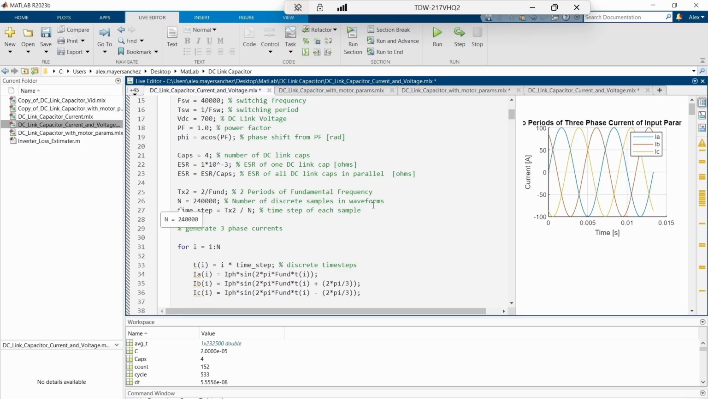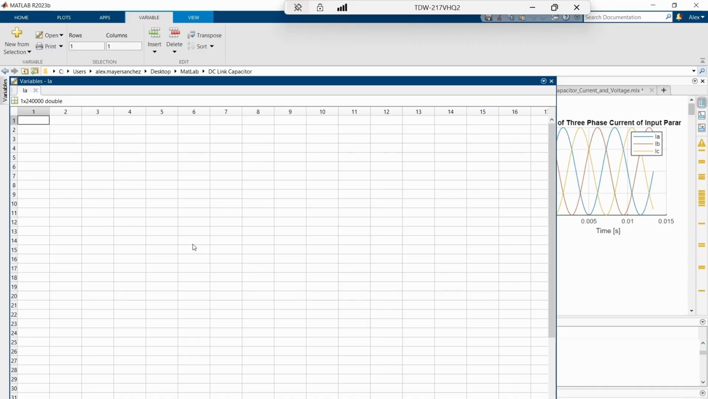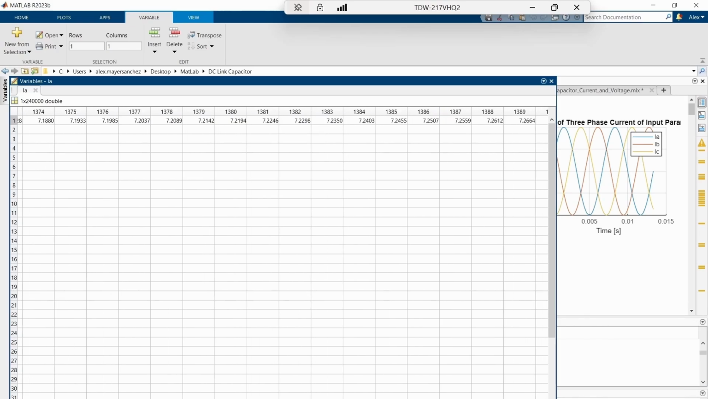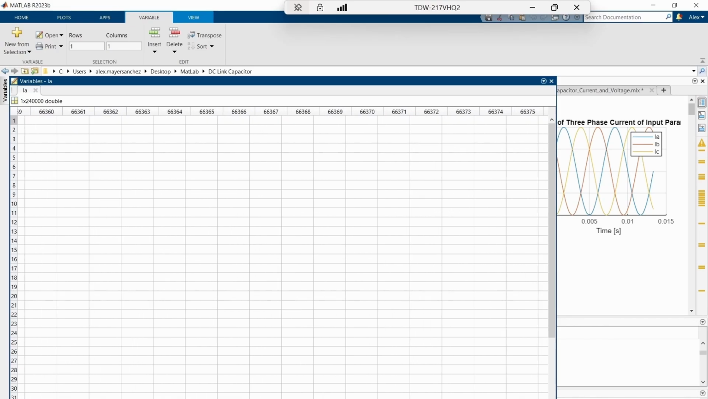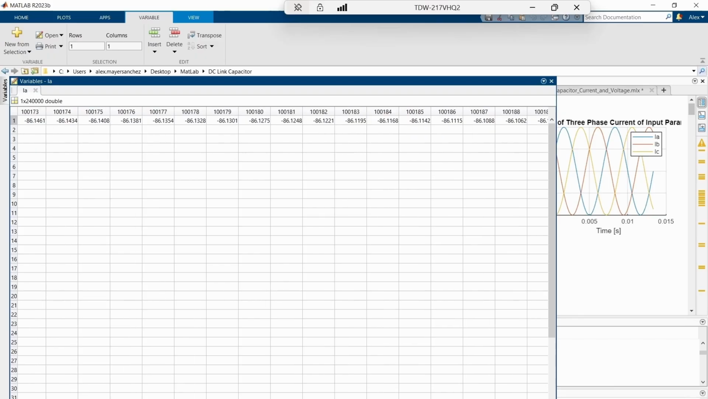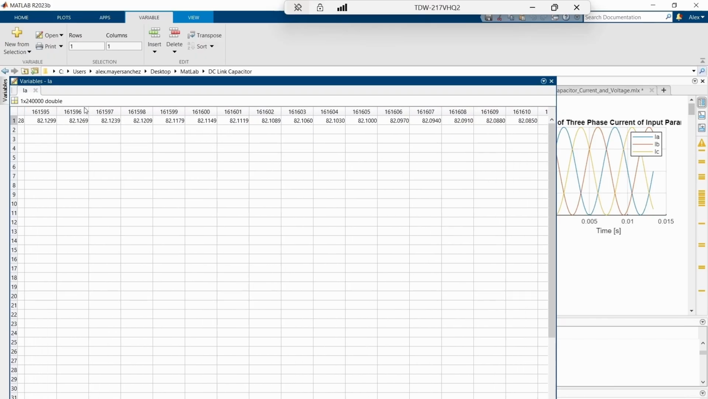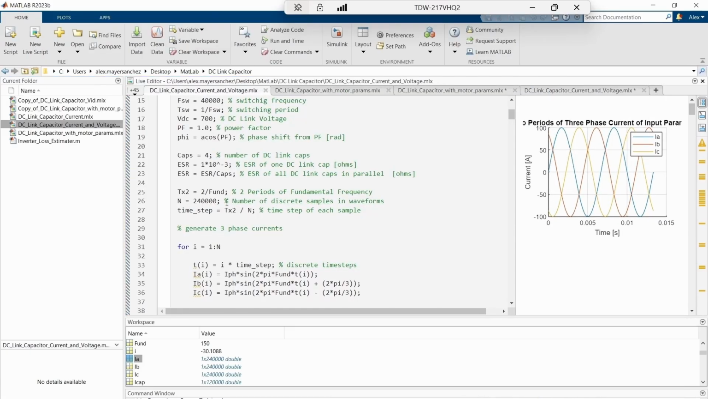N is going to be the number of discrete samples in the waveform, so we're going to generate a bunch of waveforms using a bunch of for loops in MATLAB, and create a bunch of arrays. So for example, this is going to be an array that is storing the instantaneous current of 1 phase of the load. So you can see 240,000 samples. So I set N equal to 240,000 samples.